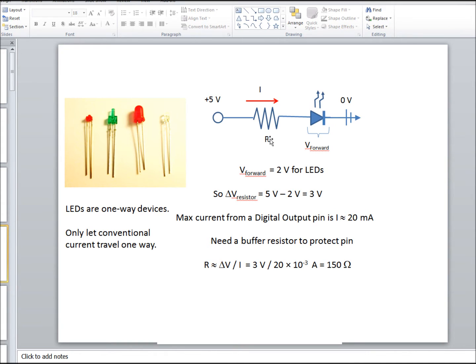So that means the voltage over this resistor, if this has to be about 2 volts, then this will be about 3 volts. So the resistor that you would need in that case would be 3 volts over the 20 milliamps, which is about 150 ohms. You'd need a buffer resistor, we would say, of about 150. 200's fine, 300's fine, anything like that.